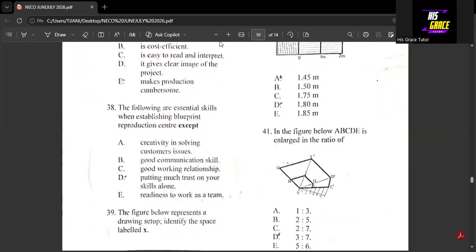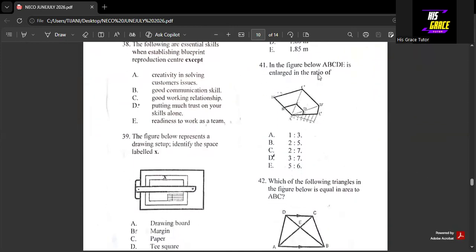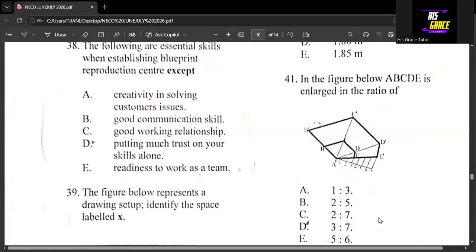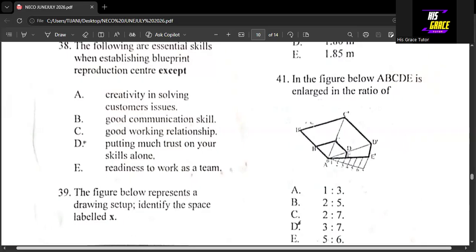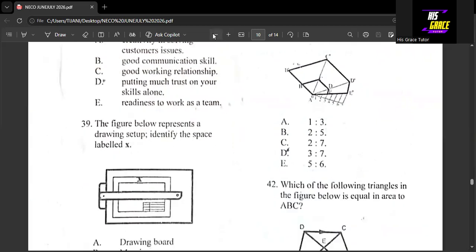Then question 41. In the figure below, ABCDE is enlarged in the ratio. Let me zoom this. Looking at the figure, the enlarged figure is A, B prime, C prime, D prime, and E prime. It is taken from size 3 to size 7. So the answer is 3:7, and option D gives us the answer to question 41.